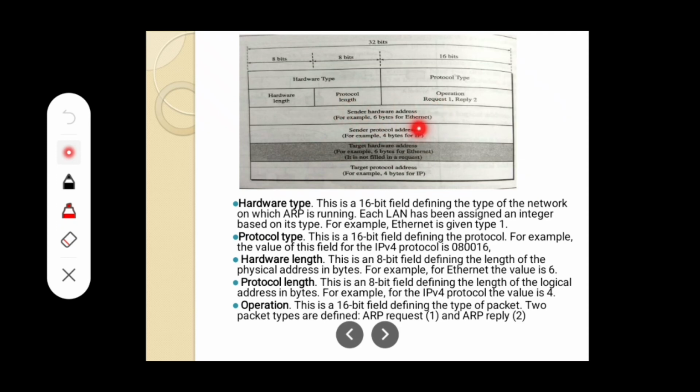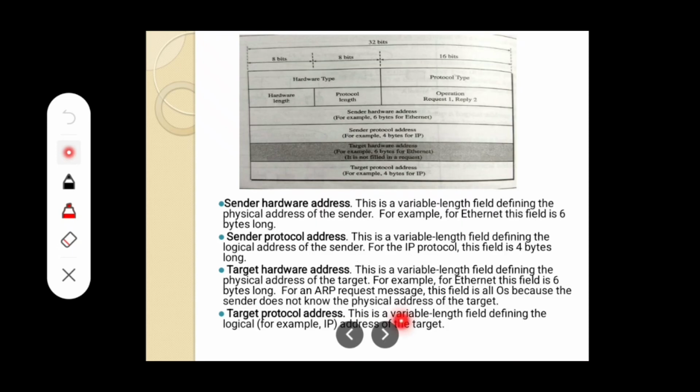So these are the 4 fields. The first field is the sender hardware address, that is the MAC address of the sender. This is the sender protocol address, the IP address of the sender. This is the target hardware address, the MAC address of the receiver. This is the target protocol address, the IP address of the receiver. So this is the frame format of the ARP packet. Clear?